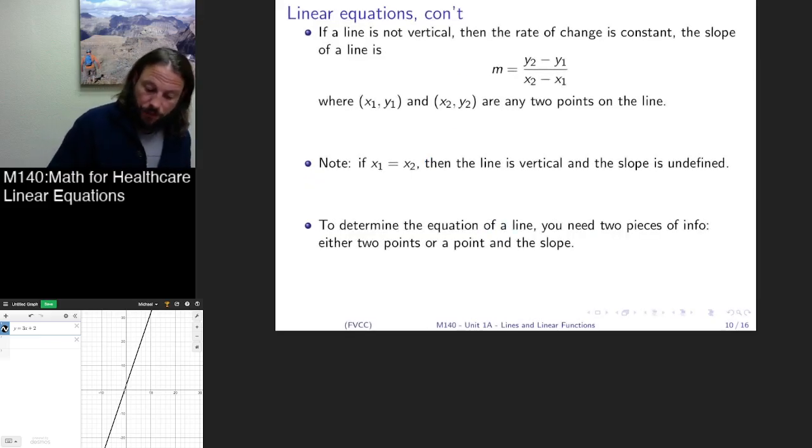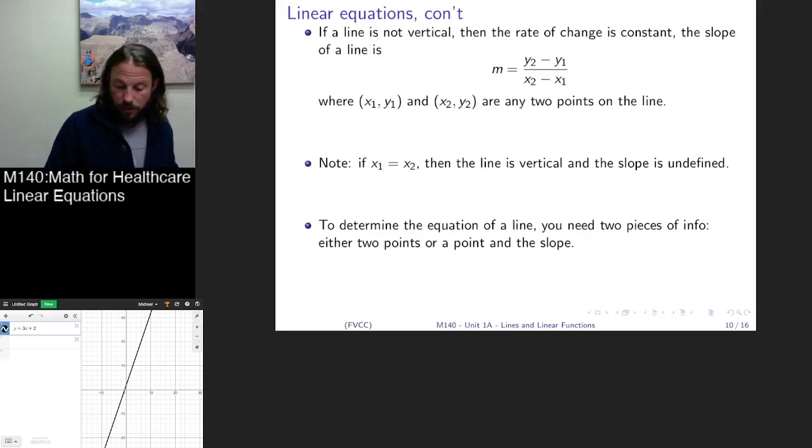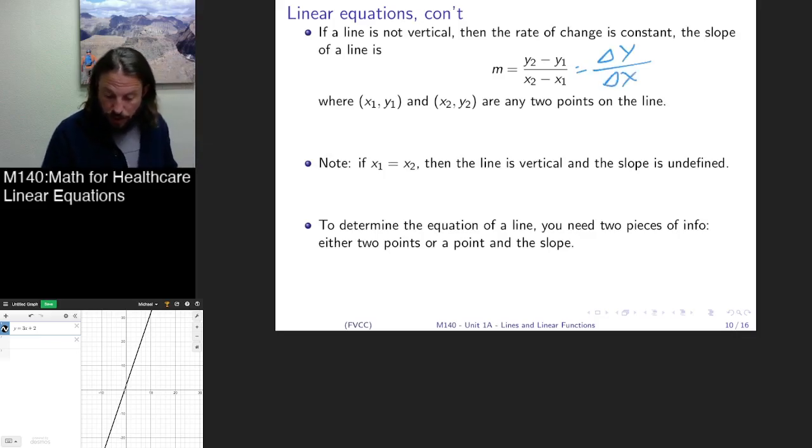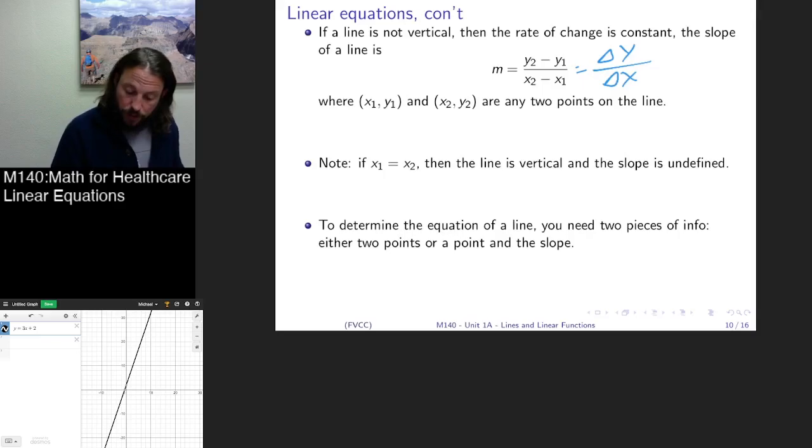Now, if a line is not vertical, we saw in slides before that we could find the slope as the change in y over the change in x, where (x1, y1) and (x2, y2) are any 2 points on the line. Notice that when x1 and x2 are equal, then the line is vertical and the slope is undefined, right? Super steep, vertical. To determine the equation of the line, you need 2 pieces of information, either 2 points or a point and the slope.